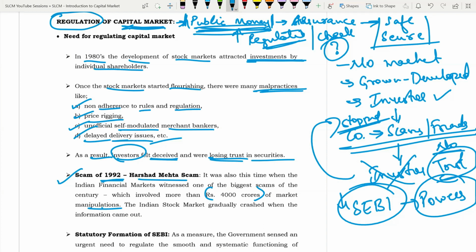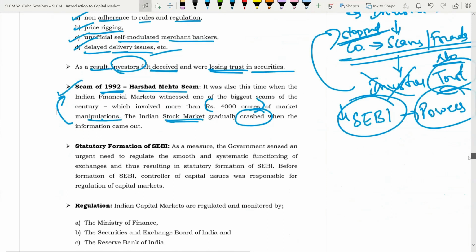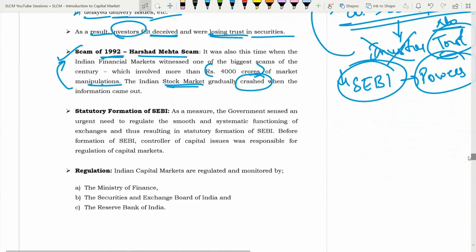At this point in time, the Indian stock market gradually crashed. When this particular information about this scam came out in the public domain, the market completely crashed because nobody was further making any kind of investment in the market. This particular scam led to the statutory formation of the Securities Exchange Board of India.